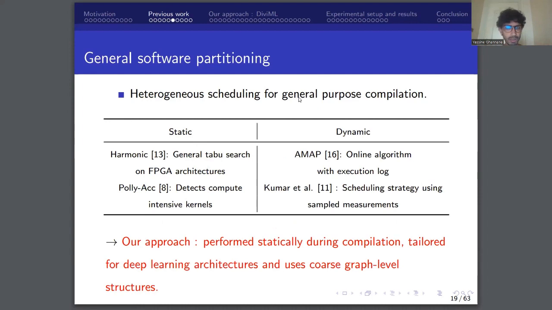When looking more closely at general software partitioning, heterogeneous scheduling for general purpose compilation can be split into two main axes, one that is done at static time and the other done at dynamic time. So for the former, it relies mainly on partial approaches targeting either specific workloads or specific hardware architectures. And for the latter, it's mainly reliant on some insight of statistical distribution of the workload and taking our decisions based on that. Compared to that, we are performed at static time, like the former approach, but these approaches are tailored for deep learning architecture specifically, where we are using a coarse graph level structure that abstracts the DNN.